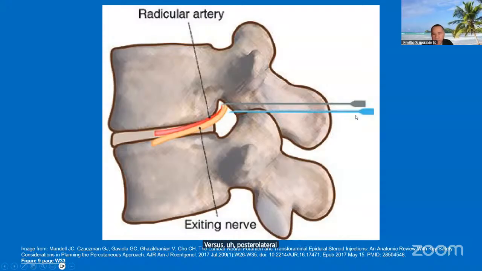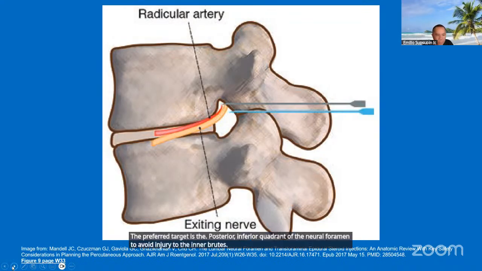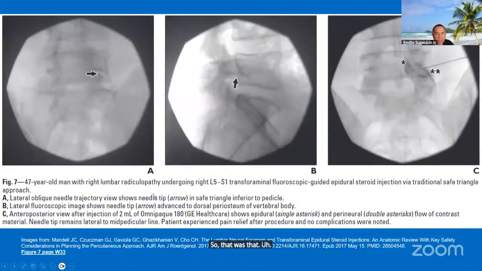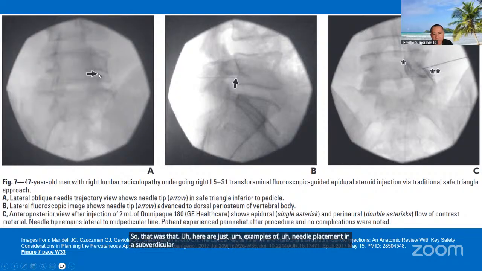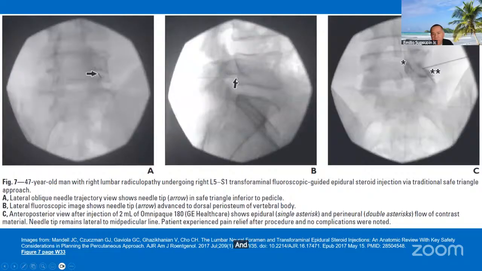On the scatter plots that I've shown, the preferred target is the posterior inferior quadrant of the neural foramen to avoid injury to the nerve roots. So that was that. Here are examples of needle placement in a subpedicular approach. They put the needle below the pedicle, and on the lateral view, the needle tip is abutting the periosteum of the vertebral end plate. After injection, you can see epidural spread of the concoction plus perineural spread without complication.